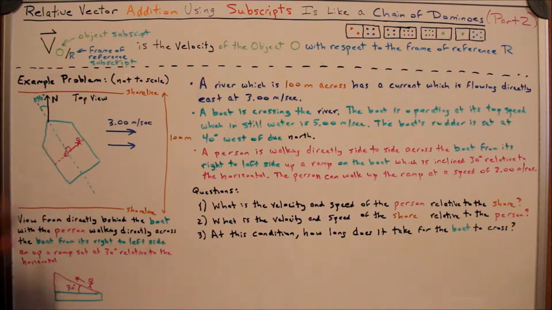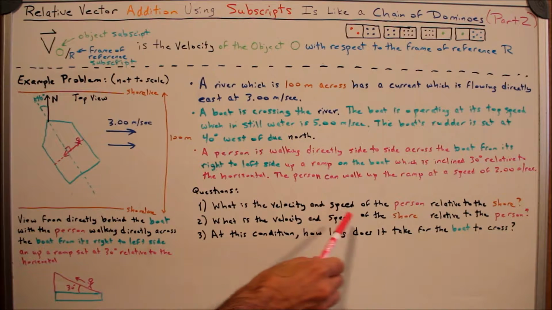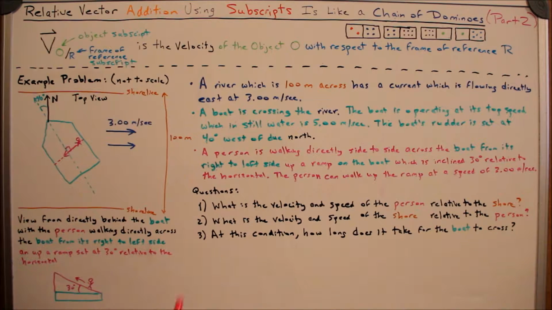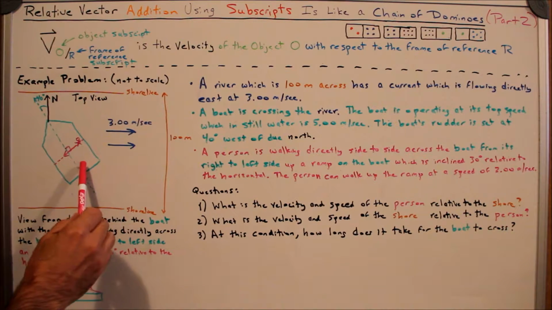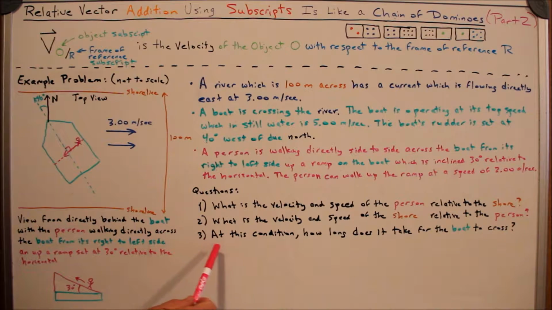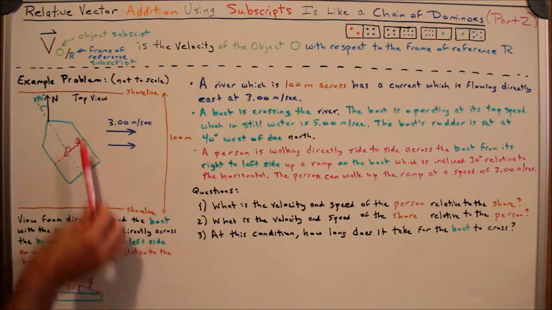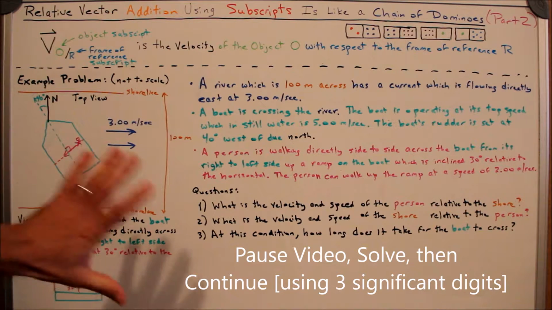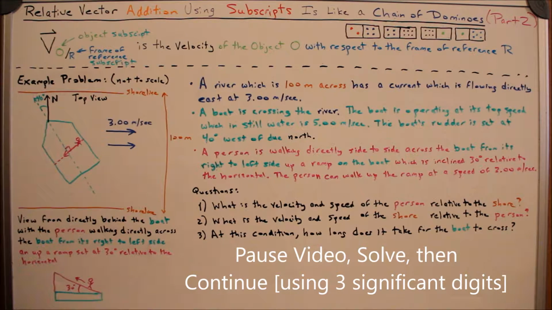So 3 questions. What is the velocity and speed of the person relative to the shore? Question number 2, what is the velocity and speed of the shore relative to the person? And question number 3, at this condition, how long does it take for the boat to cross the river? So I'm going to pause the video now, solve it, and then we'll compare solutions.